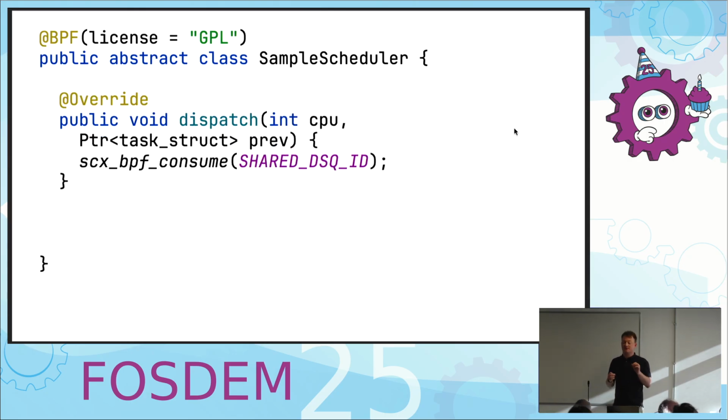And the final one is dispatch. This is what's called when a CPU goes idle. You have your CPU, it's finished doing whatever it was doing, it doesn't know what to run next because its little queue is empty. So we just run SCX BPF consume from the shared queue, which takes the task from the shared queue and just runs it on that CPU for us. That's it. That's a whole scheduler.